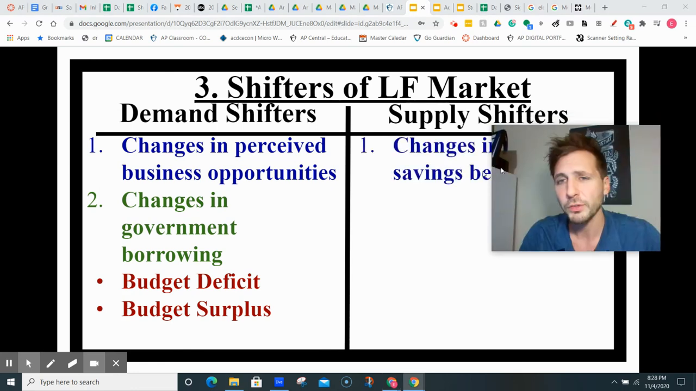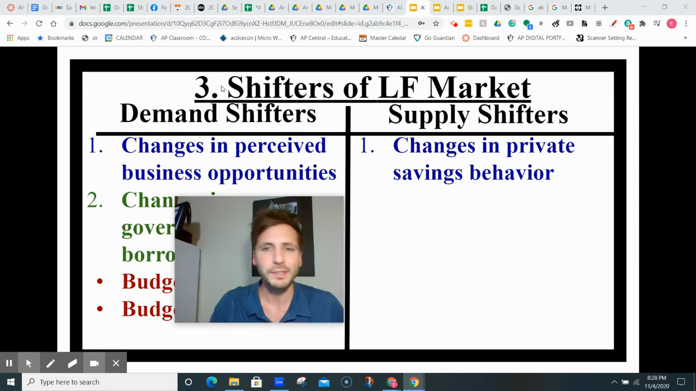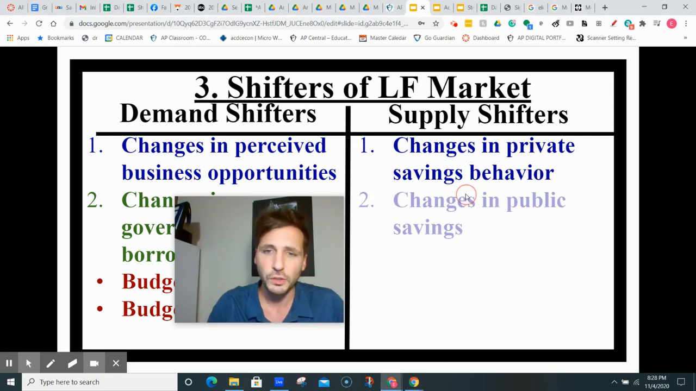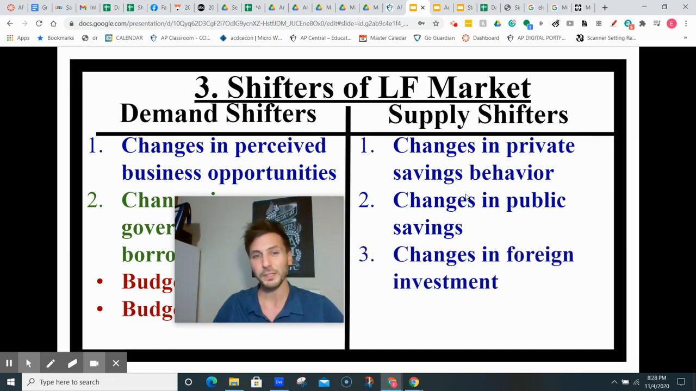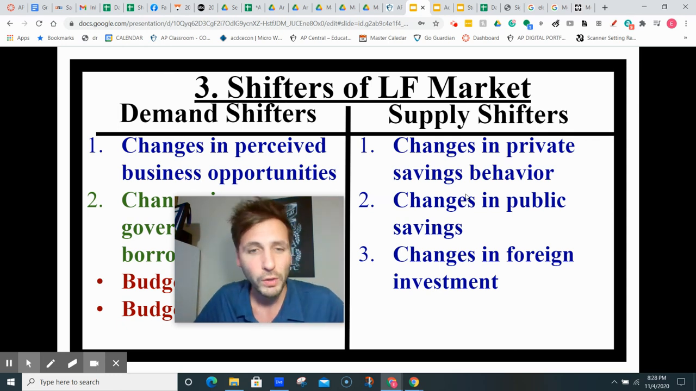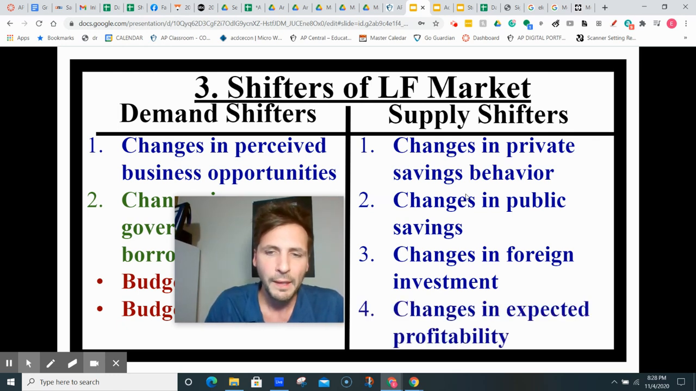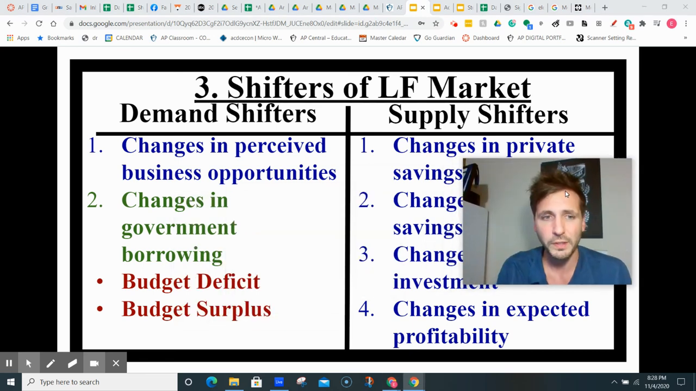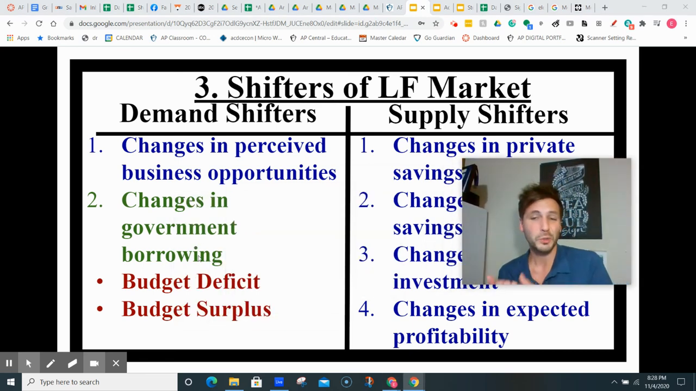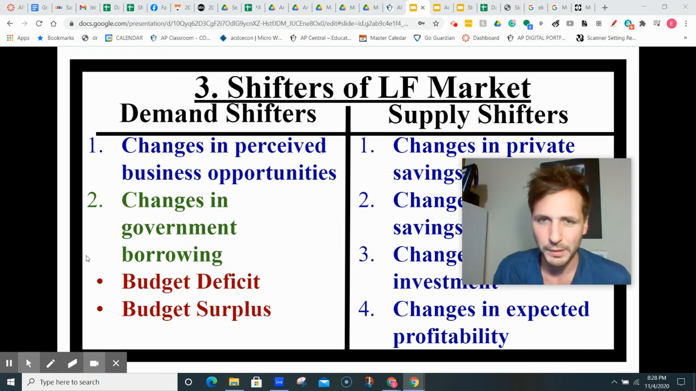On the other side, we have our supply shifters. Any change in private savings or public savings behavior is going to change the supply curve. We talked about that already. And then, of course, changes in foreign investment, that capital inflow or capital outflow, also impact the supply. And then finally, any changes in expected profitability for investment, right? If I expect to be able to make more money by putting my money in the bank, then I'm going to supply more money into the market. And then finally, remember this green one over here, the change in government borrowing, that can also be used as a supply shifter as well. Because if they're spending money, they're not saving money.